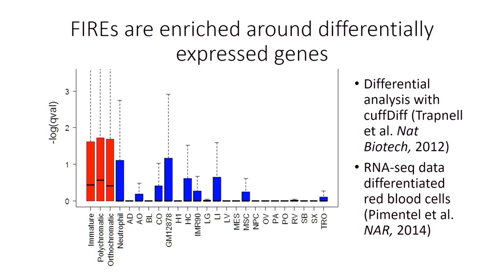We can also see that if we look at the actual gene expression within these FIREs, you see a very strong enrichment. So this is just the log of the false discovery rate of the fold change of the RNA-seq data compared with differentiated red blood cells. And there's strong enrichment in these three stages here. And if we compare the amount of enrichment with a bunch of other cell types, you don't see nearly as much enrichment, except, of course, in a couple of cell types that are similar.